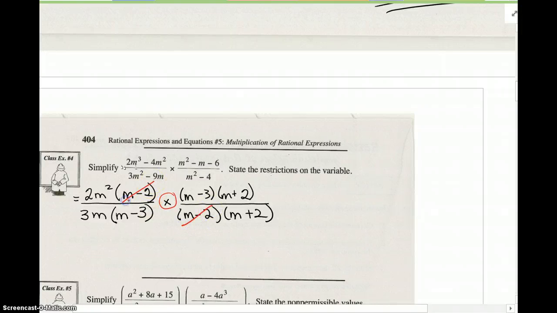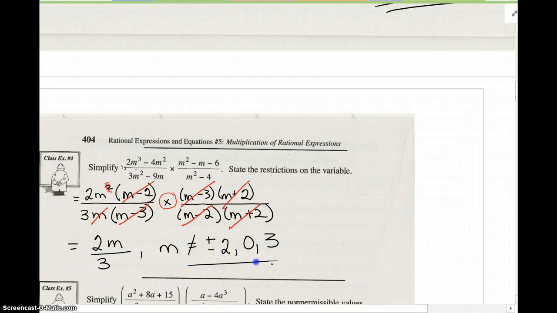M minus 2, M minus 3, M plus 2. All I am left with, I can even do something more. I have an m on the bottom, and I have 2 m's on top, so we'll just get rid of that squared, and I'm left with 2m over 3. M cannot equal, and I go back through all of my factors and my denominators, and m cannot equal plus or minus 2, 0, and 3.